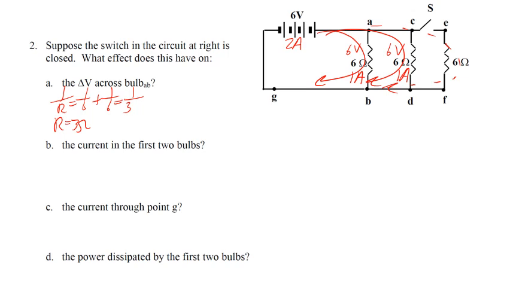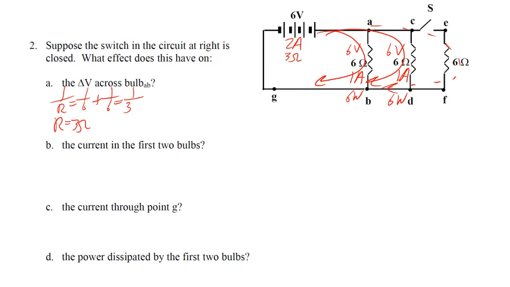Now we could say, okay, what about the power? Well, the power for each one of those is going to be 6 watts and 6 watts. So that's what we had when we were starting. Now, what happens to the delta V across light bulb AB?